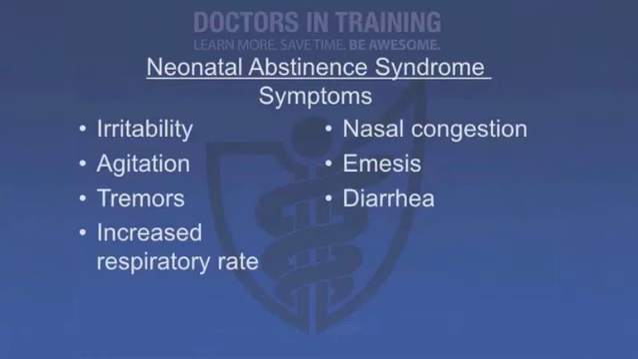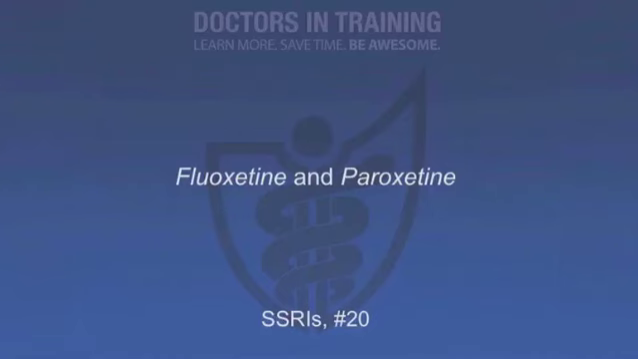This happens when neonates are exposed to antidepressant medications during gestation, especially in the 3rd trimester. They are at increased risk of developing symptoms such as irritability, agitation and tremors, increased respiratory rate and nasal congestion, and emesis and diarrhea. These manifestations are usually self-limiting and disappear by age 2 weeks. Symptoms are more commonly reported with fluoxetine and paroxetine exposure.